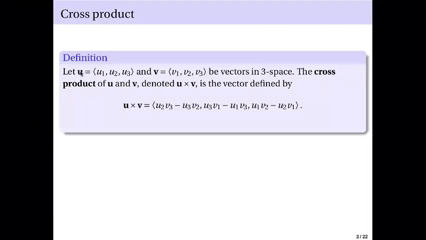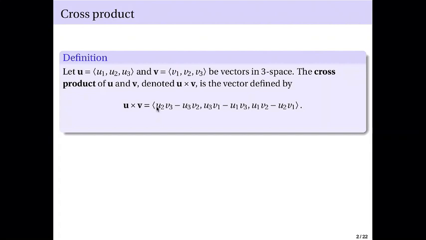Let us take two vectors in three-space, say vector u with components u1, u2, and u3, and vector v with components v1, v2, and v3. Then the cross product of u and v, which we denote by u cross v, is read as u cross v. This is the vector defined by the following.